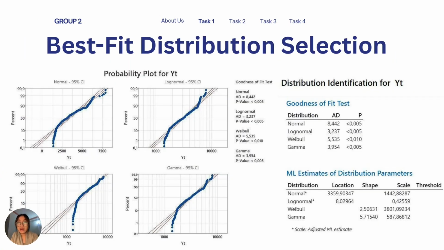Although none of the tested distributions perfectly fits the data, the Weibull provides the best relative fit because it captures the right-skewed and uneven nature of alcohol retail demand. Therefore, Weibull is selected as the most appropriate probability distribution for YT.